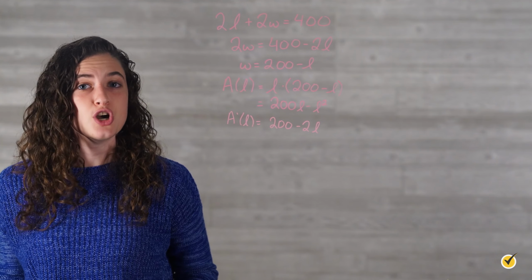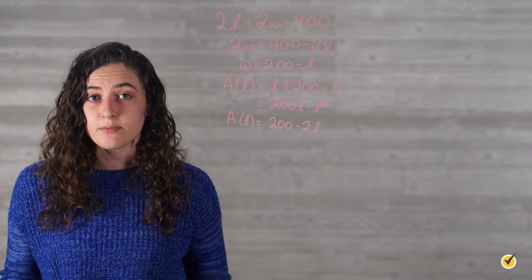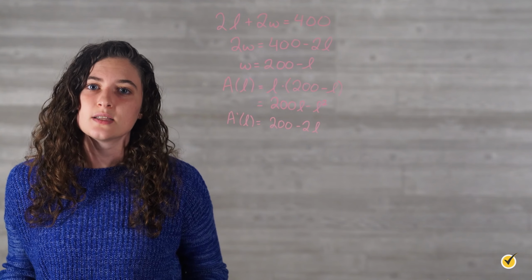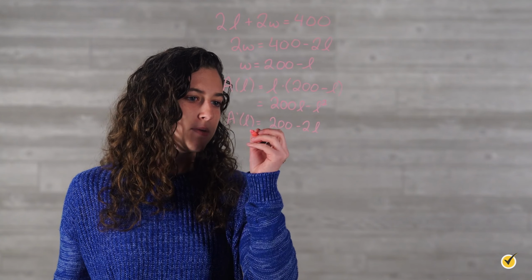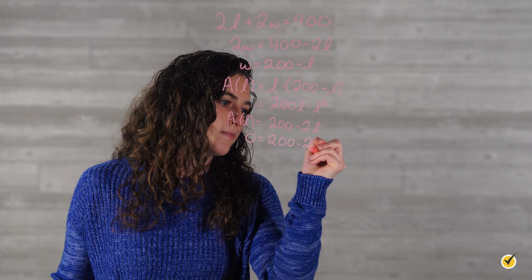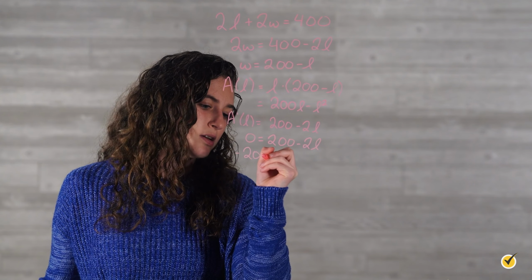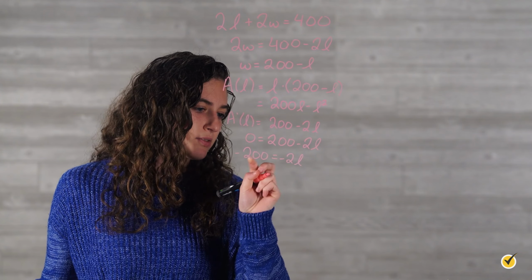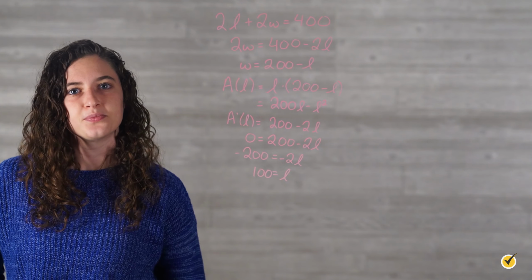We can see that there is no way for A prime to be undefined since there's no possibility of dividing by 0 or having a negative radicand or log argument. Let's then solve for where A prime equals 0. So if we set A prime equal to 0, we'll have 0 equals 200 minus 2L, and we can solve for L by subtracting 200 from both sides to get negative 200 is equal to negative 2L, and then divide by negative 2 on both sides to get 100 is equal to L.